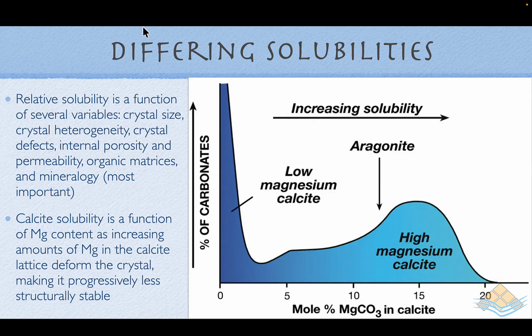Calcite solubility, as this diagram shows, is a function of magnesium content. Because increasing amounts of magnesium inserted into the calcite lattice structure make it progressively less stable. So if we look at modern carbonates, low magnesium calcite is quite stable. High magnesium calcite is the least stable, the highest solubility form. The proportion of magnesium carbonate in that lattice will control its solubility, with the much higher levels of magnesium carbonate, up around 15 mol% magnesium carbonate, being the most soluble. Aragonite sits in there at around the same solubility as a 12 mol% magnesium carbonate high magnesium calcite.